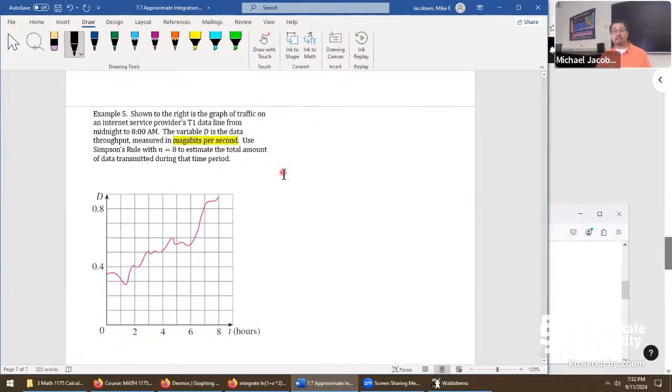We have a net change theorem from Calculus 1 that says if you integrate this rate of change, what you're going to get is the megabits. So they're asking us to use Simpson's rule to estimate the total amount of data transmitted during that time period. So we're going to find the total megabits from midnight to 8 a.m. Somehow, some way, we'll make that happen.